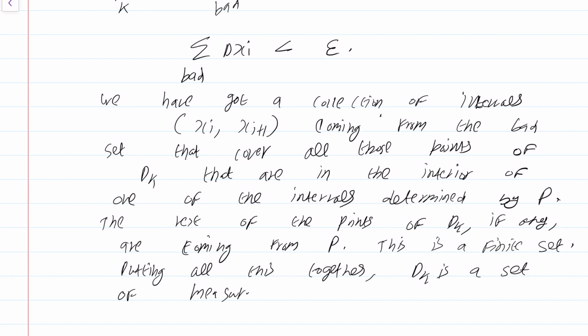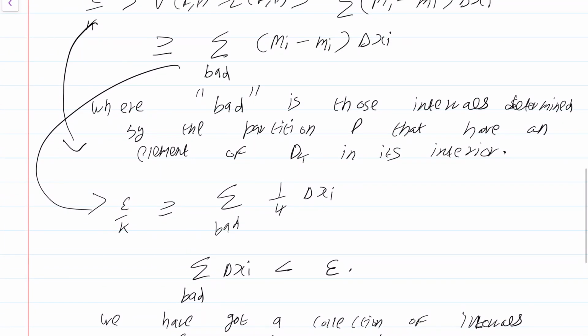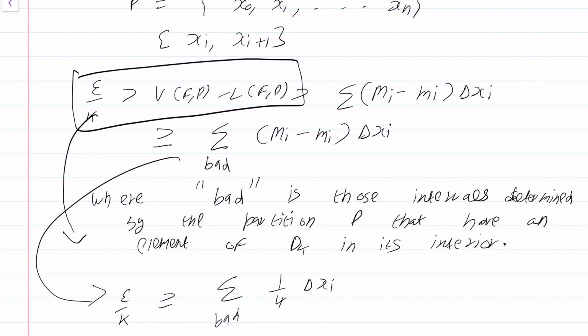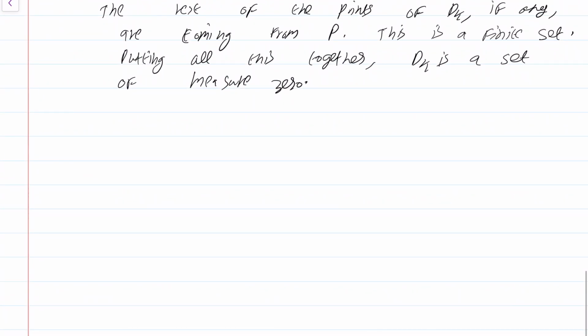Okay, so the crux of this part of the proof was just that we already have good control over the behavior of U(f,P) minus L(f,P). So for the collection of intervals that happen to have a point of D_k in its interior, the lengths of those intervals cannot be too large because we have already controlled for it by making U(f,P) minus L(f,P) less than epsilon by k. Excellent.